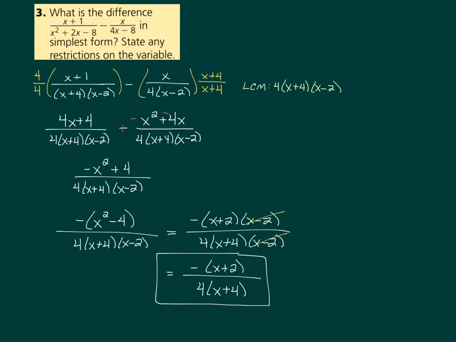And then you have to remember to state the restrictions on the variable. You want to come right back up here to the step where you just factored the denominators. What values of x make either of these two denominators 0? Negative 4, positive 2. So x cannot be negative 4 nor positive 2.